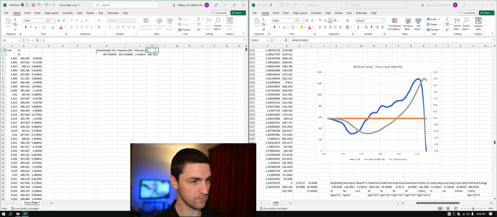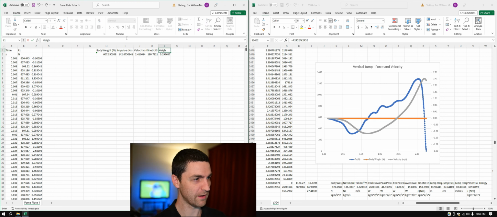So let's go ahead and do kinetic energy divided by body weight. This gets us meters that the person jumped. I'm going to go ahead and multiply that, divide it by 100 to get into centimeters, and then multiply by 2 point, yeah, let's just go ahead and do this all out.